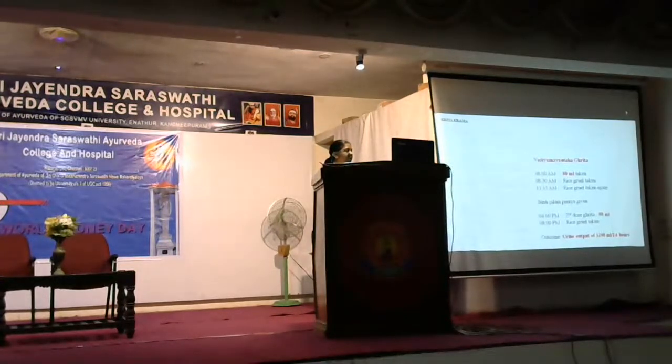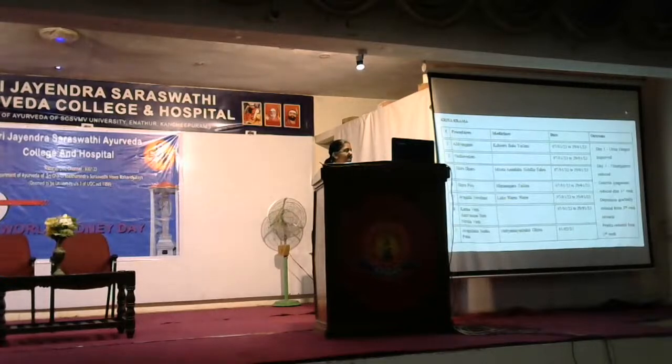So at 8 a.m., 80 ml was given. At 8:30, rice gruel was given. Then at 11:15 he had good appetite, and again rice gruel was given. Shunti jala was given as drink, and at 4 p.m. a second dose of Ghritam of around 80 ml. Then at 8 p.m., when he got appetite, rice gruel was given. On that particular day, urine output was around 1,200 ml per 24 hours.